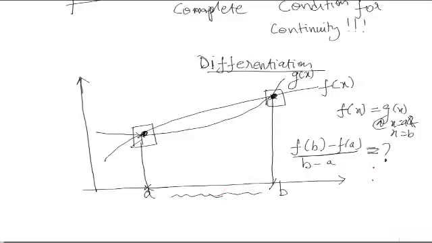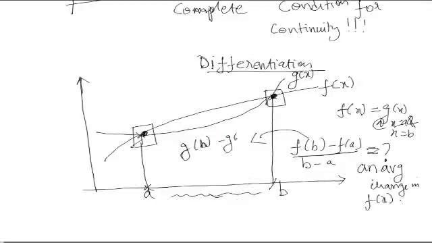What does this give me? This will give me an average change in f of x. Correct? Now this is the same as g of b minus g of a by b minus a also.